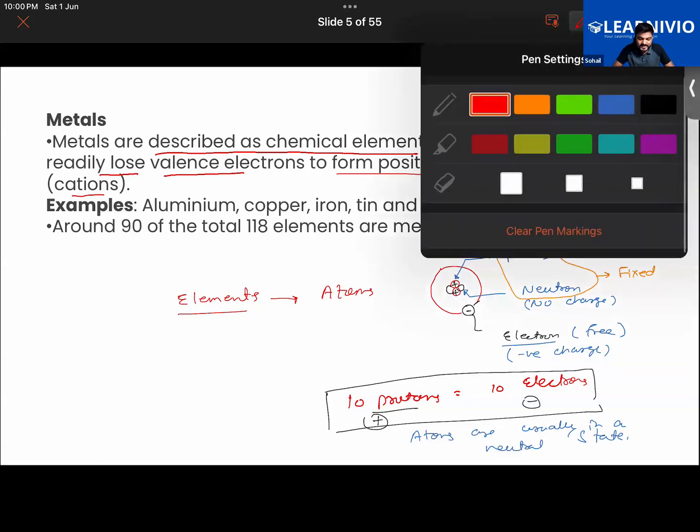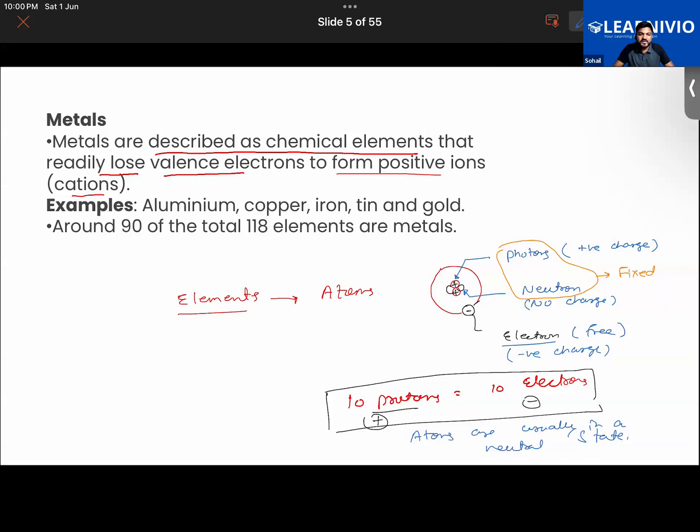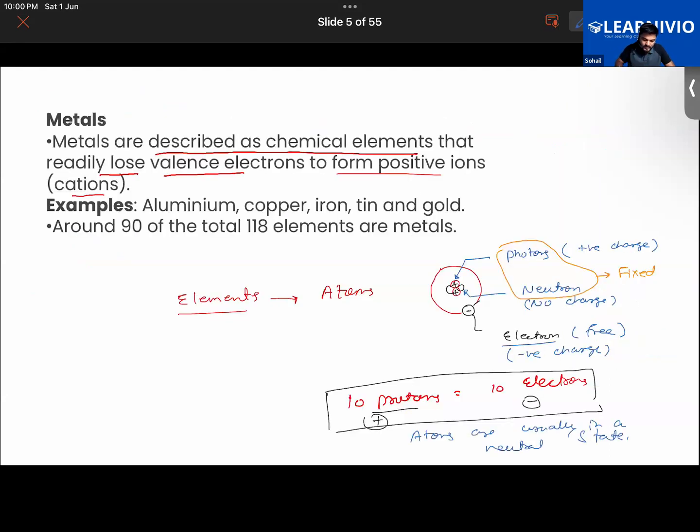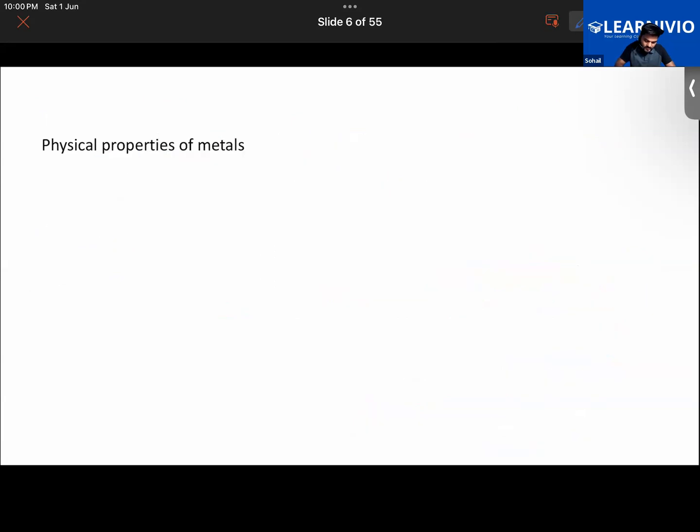So let's take an example. If you were to take an example of sodium, where does sodium lie here? This is sodium over here. Say this is the atom of sodium, for example. This is the center.